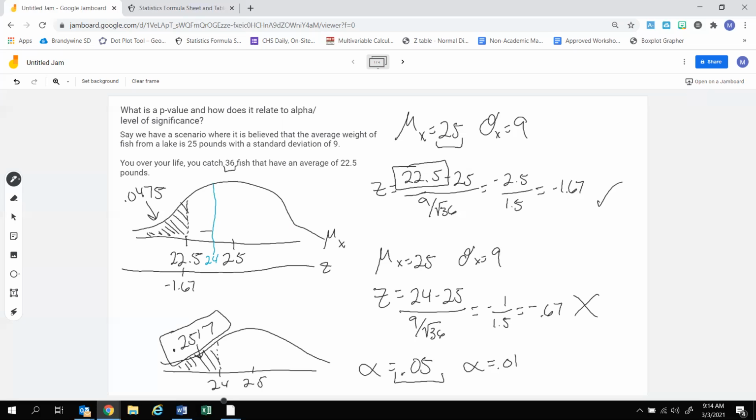Okay, so in a nutshell, that's what p-values are, and that's what they have to do with alpha. So just remember, you want your p-value to be small. If your p-value is smaller, that means that you have a claim against the null hypothesis, because as this tail shrinks, you are getting further and further away from the hypothesized value.